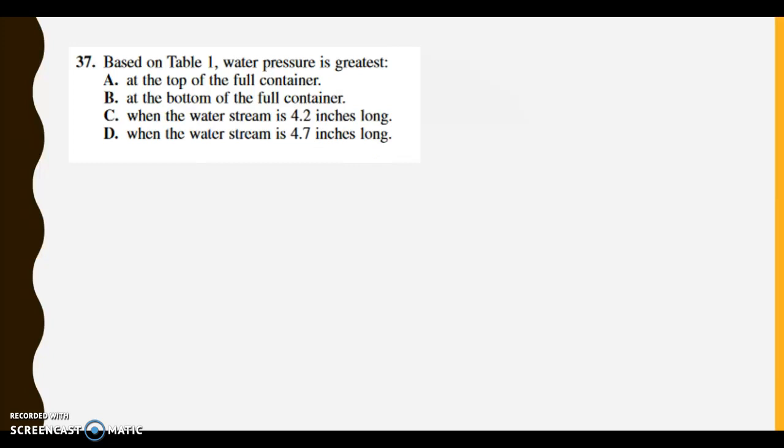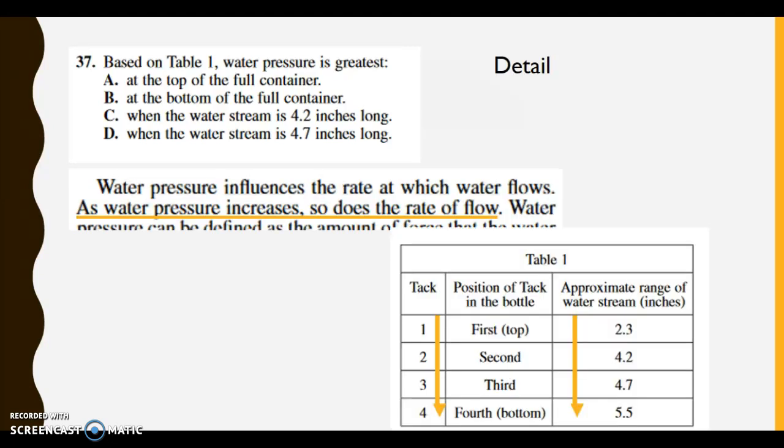Question 37. Based on Table 1, water pressure is the greatest where? This is a detail question. Now, if you're looking at that table there, you'll notice that our table doesn't give us water pressure. But in our introductory paragraph, we have the sentence, as water pressure increases, so does the rate of flow. So we're looking for an area where the rate of flow is the highest.